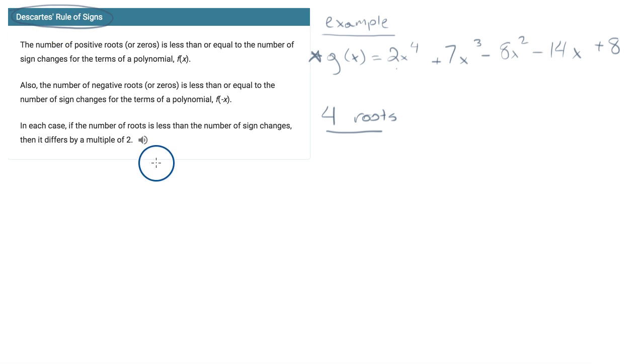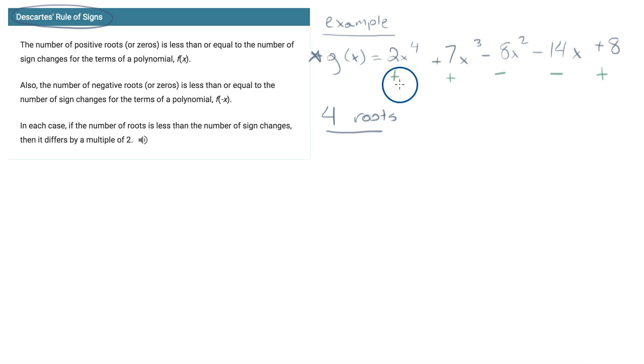Descartes' rule of signs has us look at the coefficients of each term and look for sign changes between them. Here's how it goes. If we take a look at our polynomial, we see that we have a positive 2 in front of x to the 4th, a positive 7, a negative 8, a negative 14, and a positive 8.